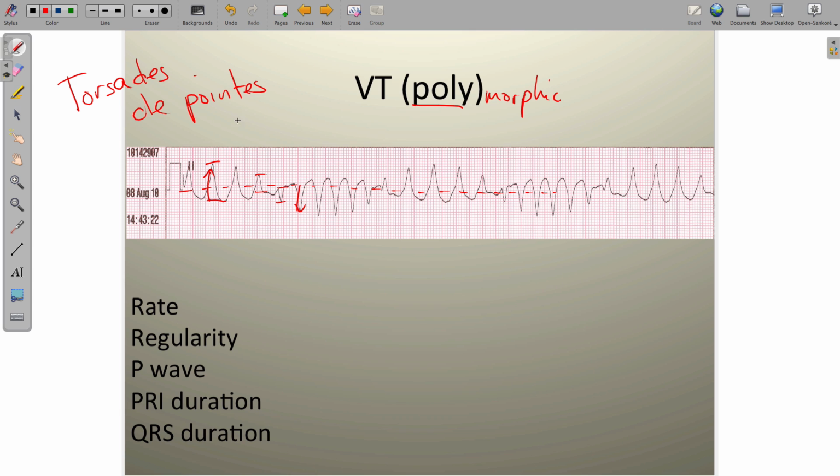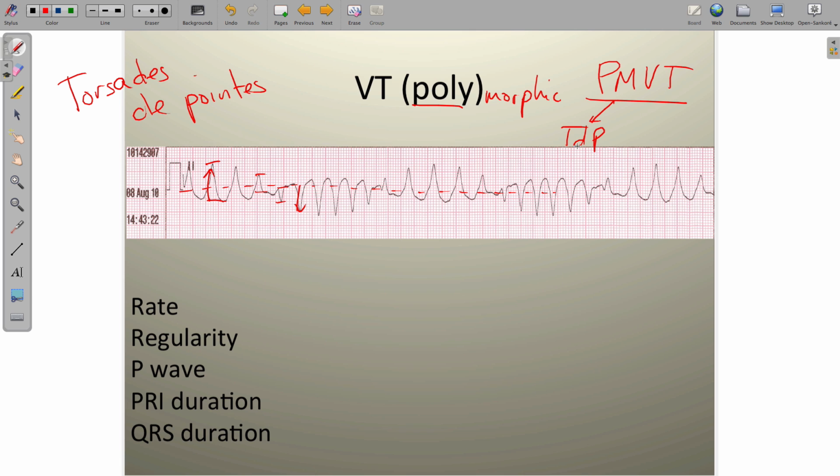So twisting of the points is a type of polymorphic VTAC, which is always abbreviated, by the way, polymorphic VTAC. Remember we talked about SVT, and we said under SVT there's PAT, and there's AV nodal reentry tachycardia. There are all these types of SVT. So the umbrella is SVT. Similarly, polymorphic VTAC is this umbrella. Under polymorphic VTAC, we can have torsades, and we can have other types of polymorphic VTAC. So all torsades is polymorphic VTAC.